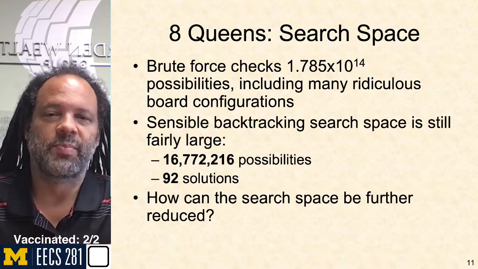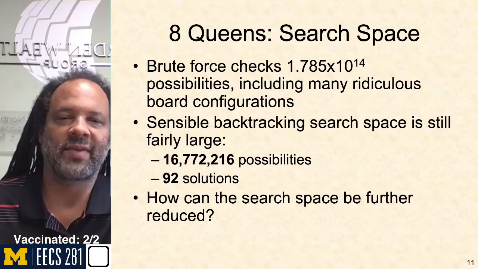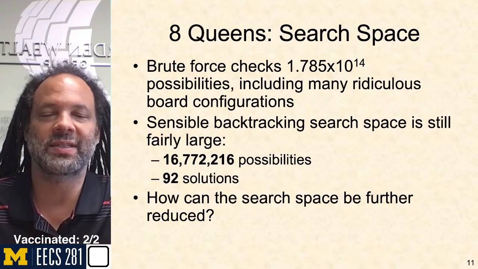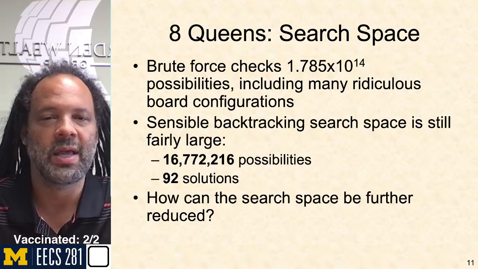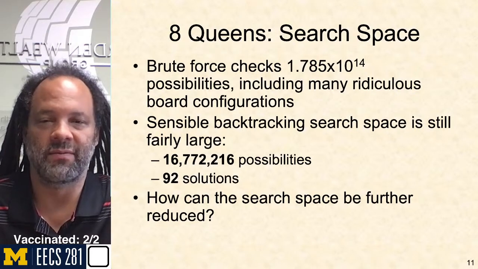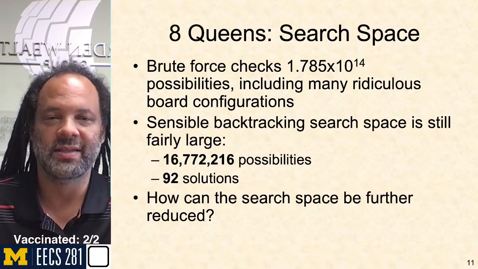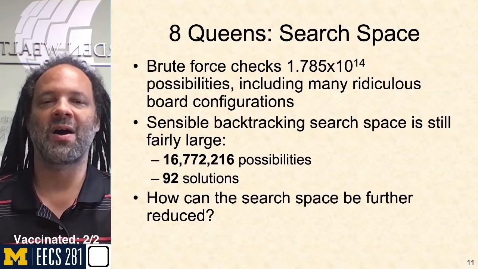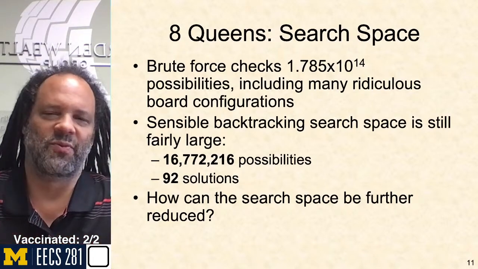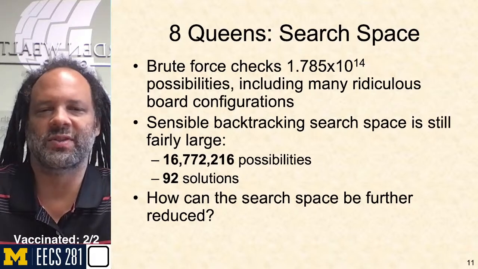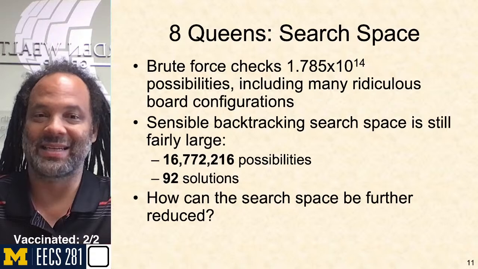You can imagine they're queens if you squint. Brute force tries to put those 8 queens in a whole lot of places. It turns out there's 1.785 times 10 to the 14th different possibilities for placing 8 queens on an 8x8 board. And many of these are ridiculous board configurations, like all 8 queens on the same row. Of course, they all threaten each other. It's not just one threatening another, it's all 8 of them threatening each other. So that's ridiculous, but you know, brute force. Brute force doesn't care about ridicule. Brute force gets it done. So brute force would find it, but it would spend a lot of time.